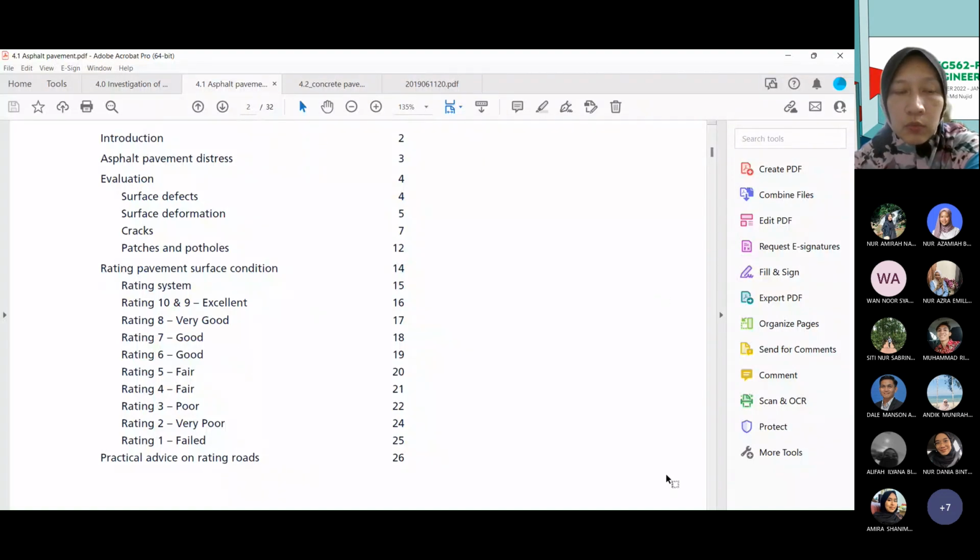I think in Malaysia, what are the common defects you may see on the pavement surface? What are the common defects? Anyone would like to share an answer?